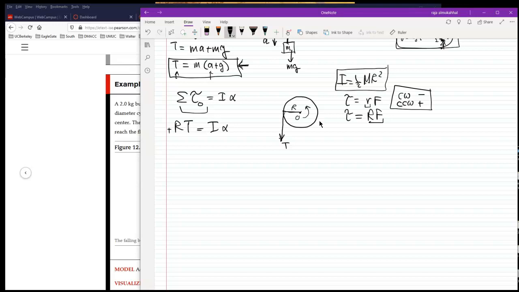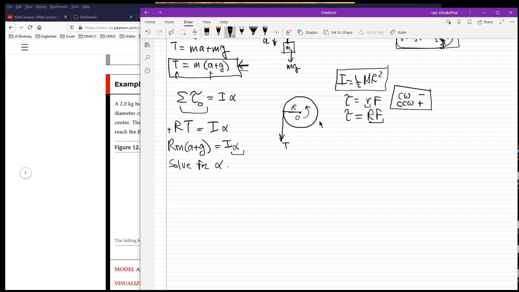Positive, because it's counterclockwise. Well, what is T? T is right there. So therefore, R(M A plus G) equals I alpha. I already know what I is, but hang on a minute. So I'll just put it like that, okay? And then I am basically solving for alpha. I'll tell you in a minute why. So my goal is to solve for alpha, okay? So I'm going to work it out solving for alpha.